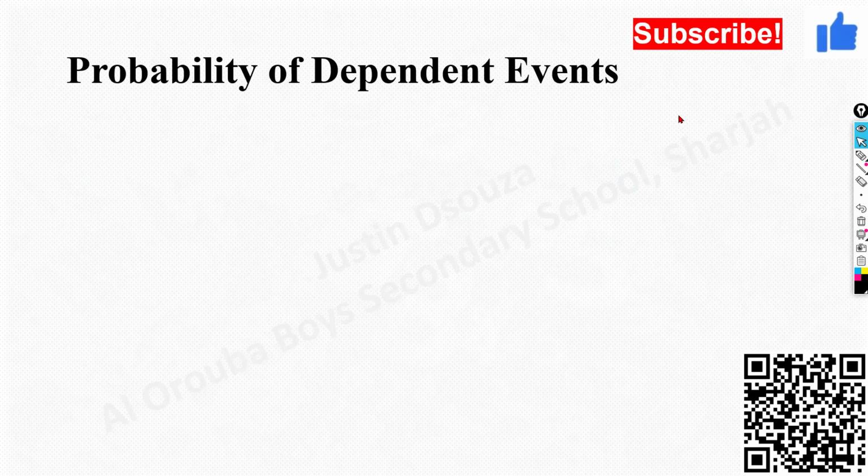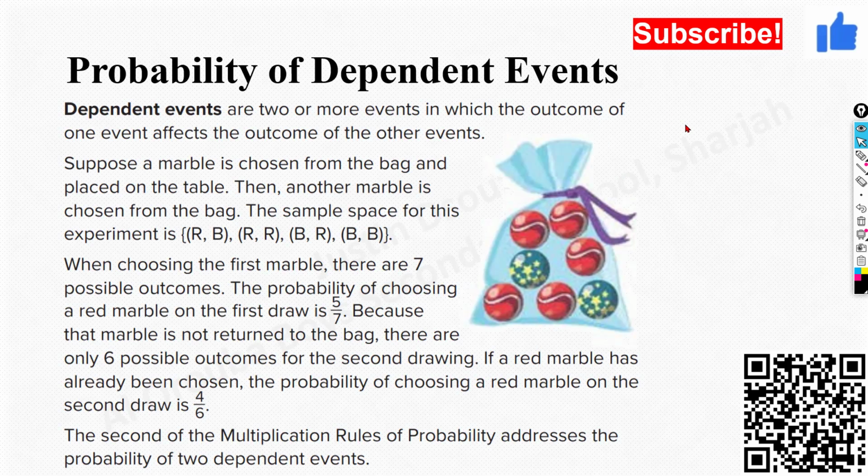Now, going on to the probability of dependent events. Imagine you have a bag. You can see there are 5 red balls and 2 blue or yellow balls. Now you are picking a ball at random. What is the probability that it will be red? So the probability of red is 5 by 7. Total balls are 7, 5 are red. Very easy to understand.